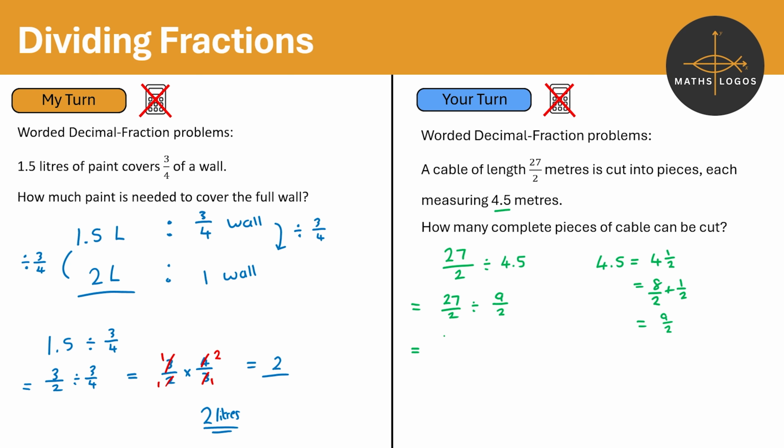I can then say that 27 over 2 divided by 9 over 2 is the same thing as multiplying by the reciprocal. And then at this point, I can do my cross simplification. I'll divide through by a factor of 9 on the numerator. 27 divided by 9 is 3, and 9 divided by 9 is 1. And then I can also divide through by my factors of 2. So divide through by 2 on this numerator and 2 on this denominator. And what that leaves me with is 3 over 1 multiplied by 1 over 1. Well, 1 over 1 is just 1, and 3 over 1 is 3. That gives me an answer of 3.